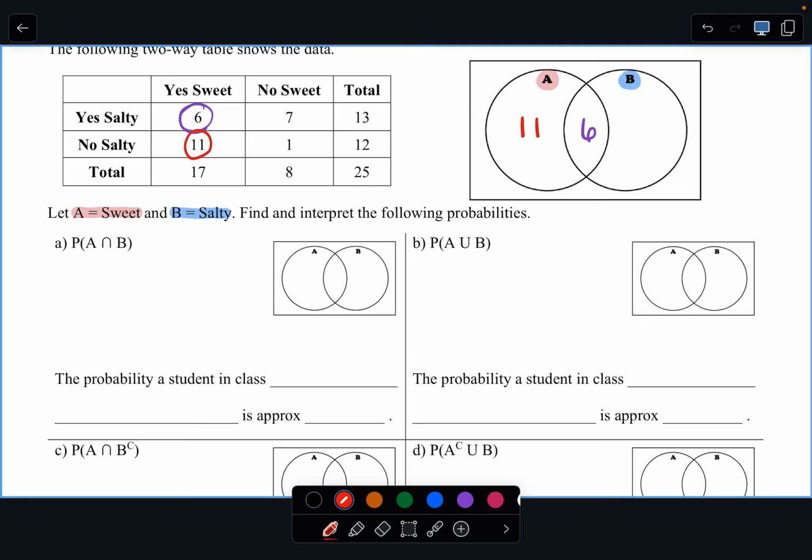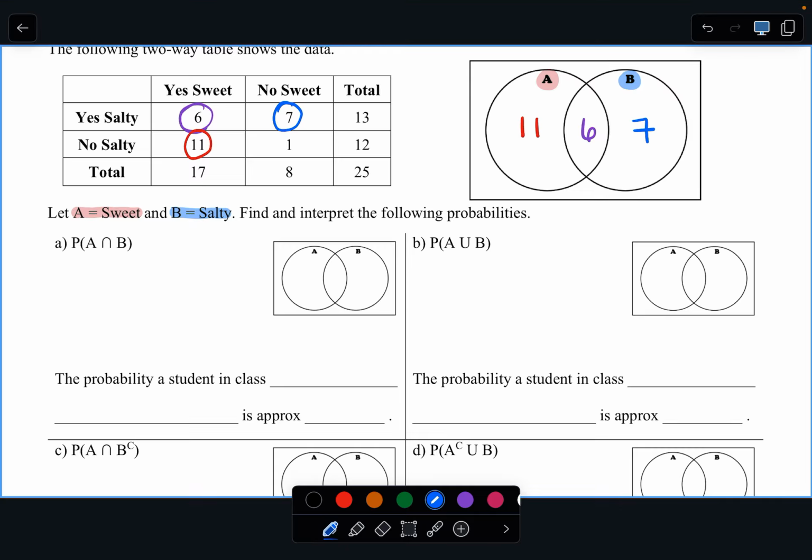Same idea. Sometimes the question will just tell you there are 13 people who like salty food. Well, if 6 of them are already accounted for, that means that 7 people are going to have to fall into the salty no sweet category. So I will say for sure on your math lab today, you're going to have questions where they don't separate it out for you. And sometimes they don't even tell you that they have not separated it out.